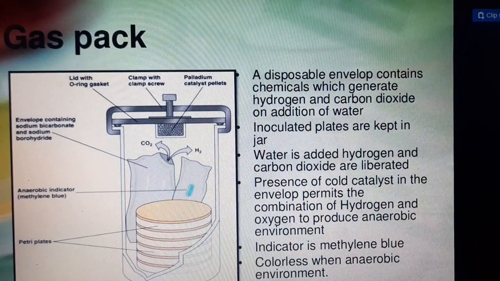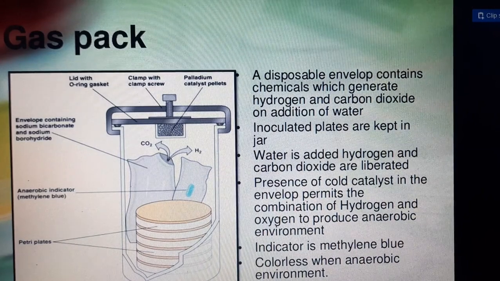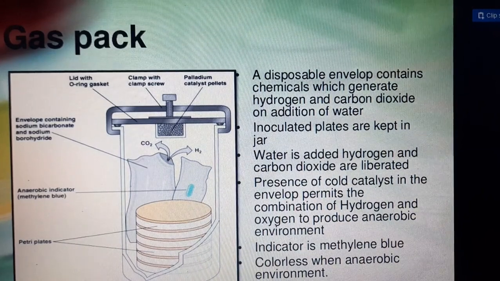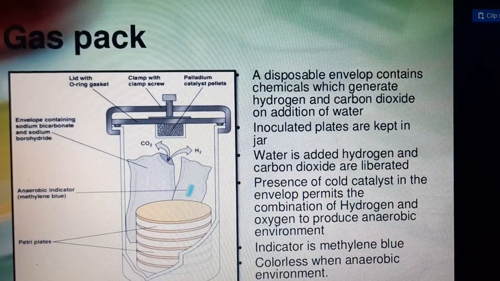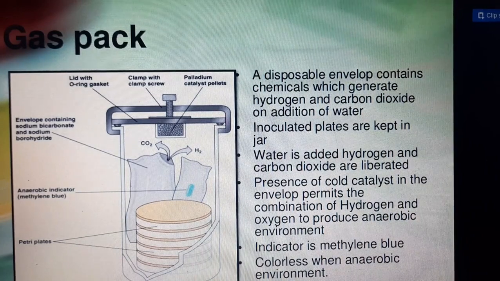Biological methods. This has been attempted by incubating aerobic organisms along with anaerobic bacteria. 2 blood agar plates are taken. One is inoculated with Pseudomonas aeruginosa, an aerobic bacterium, and the other with the specimen of anaerobic bacteria. The 2 plates are placed one over the other, sealed along the rims and incubated.